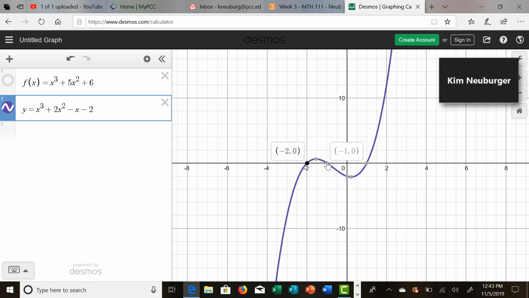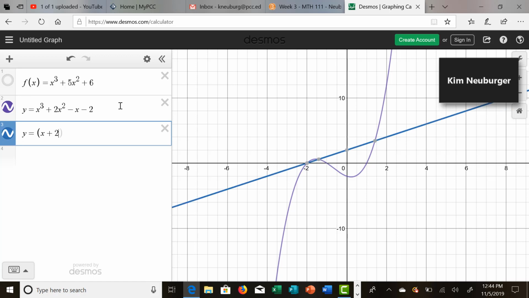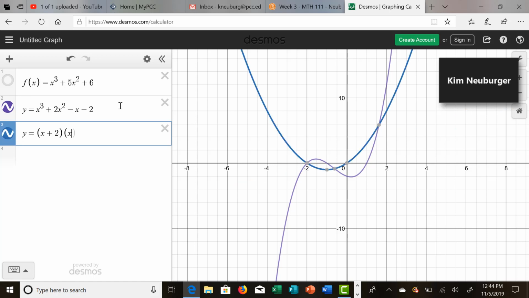So if we wanted to do factored form of this, one nice thing is I can see that I have a -2 here, a -1 there, and a 1 there. This -2 will need an x plus 2 for a factor. This -1 will need an x plus 1 for a factor. And this 1 will be an x minus 1. Let's see if that gives the same equation. We're going to do an x plus 2, an x plus 1, and an x minus 1. And notice it lands right on top of that purple graph. So they are the exact same.